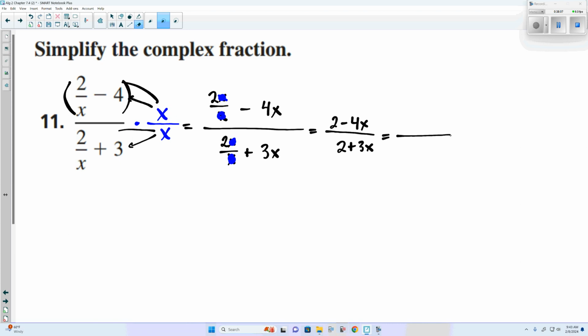Now, so 2 minus 4x and 2 plus 3x. Greatest common factor between 2 and 4x: 2, which gives us 1 minus 2x over 2 plus 3x. Now, I don't necessarily need the parentheses in the denominator, but sometimes it's good to write them in there just as a reminder to ourselves that 2 and 3x are stuck together. We can't just cross one out.